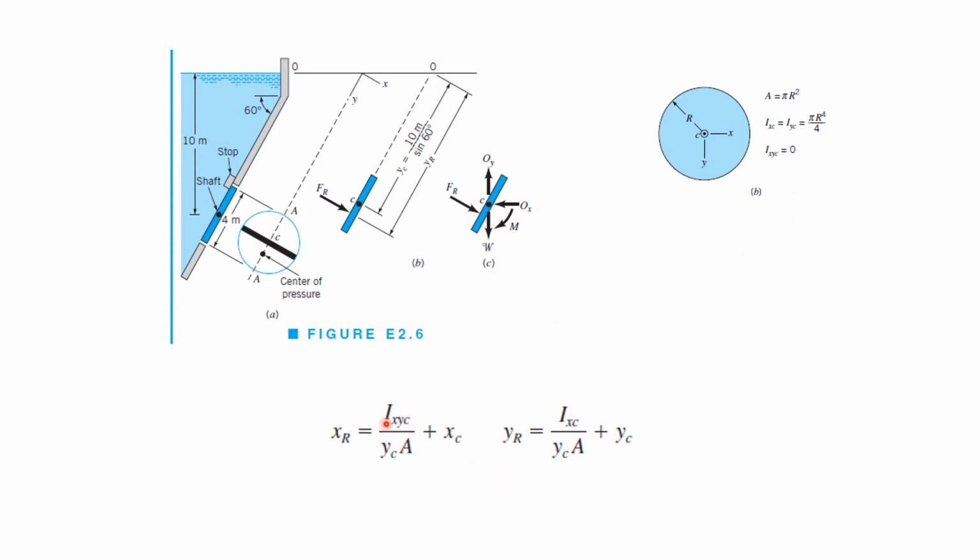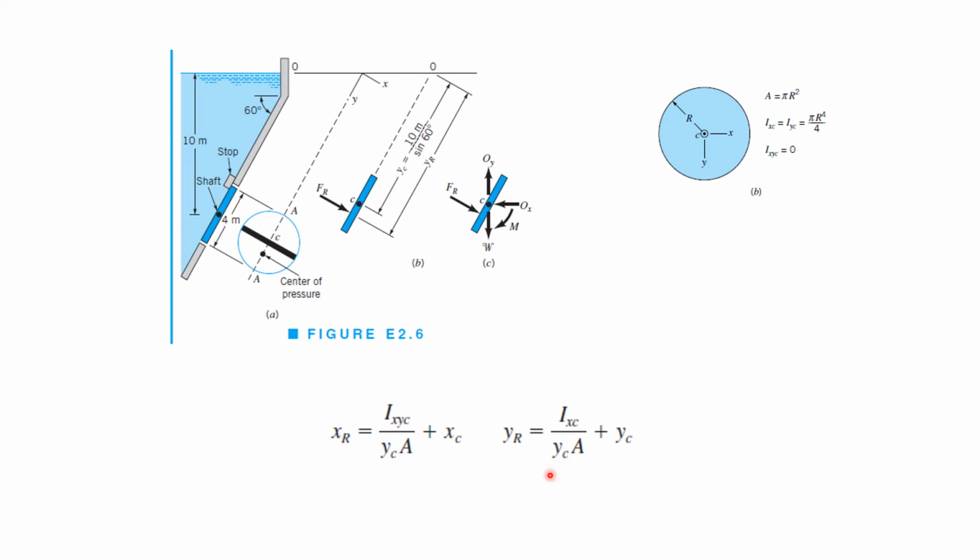So this term will be equal to 0, and xr is equal to xc, which means that xc is the location of the centroid in the x direction. So xc from this figure we know it is equal to 2 meters. So the location of the resultant force in the x direction is equal to 2 meters.